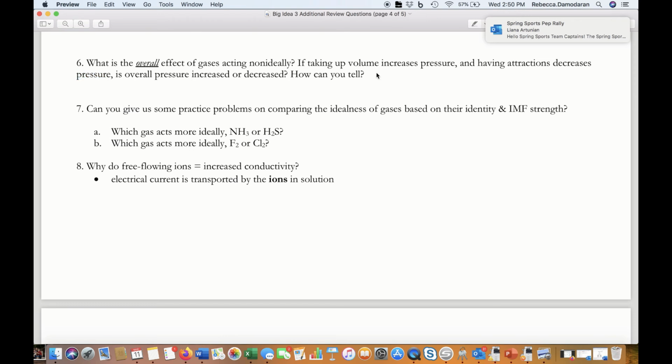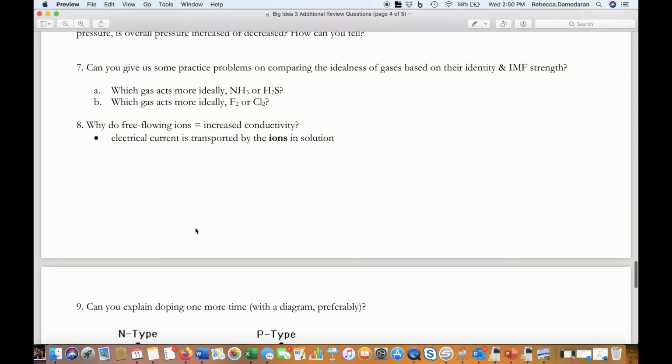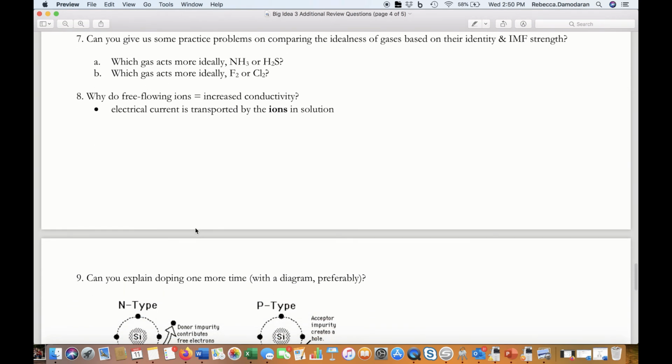So basically what this question is saying is, if both of these are true, how can you tell which one's more important? And the answer is you're not going to be. You're going to be asked one or the other. You're not going to be asked to compare which one has a greater effect. You're just not. Okay, so some practice problems for determining idealness.